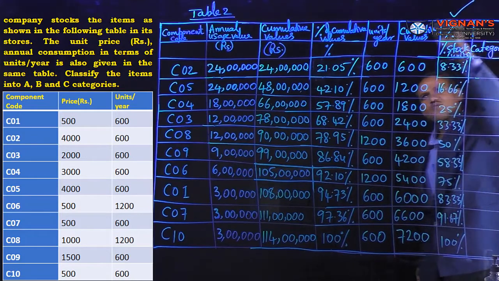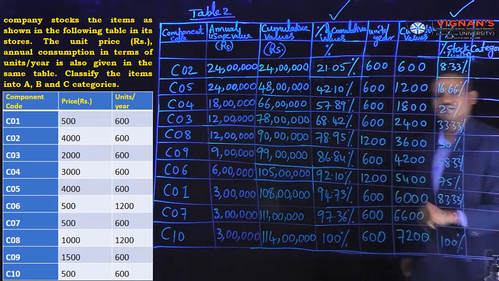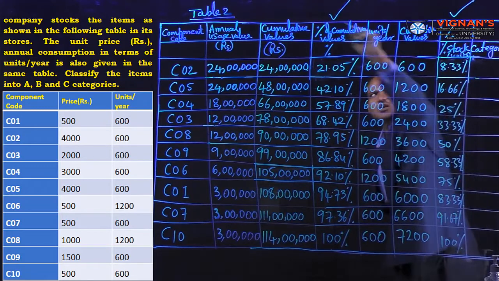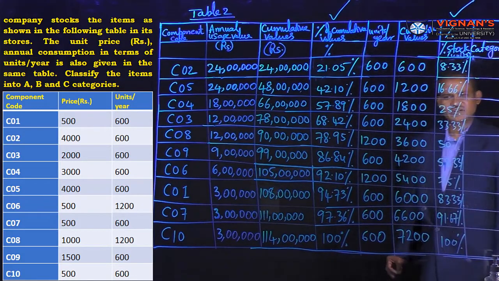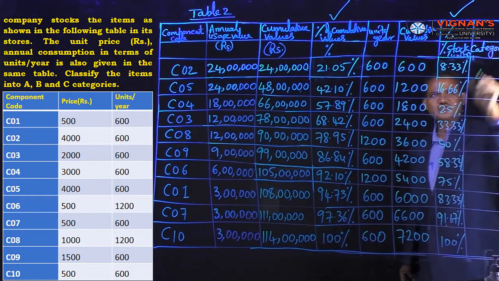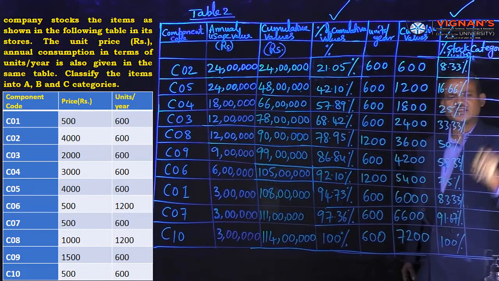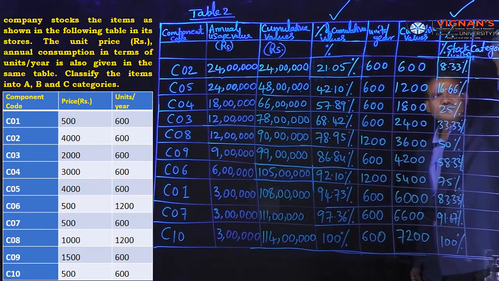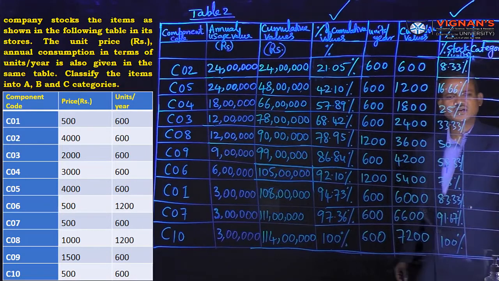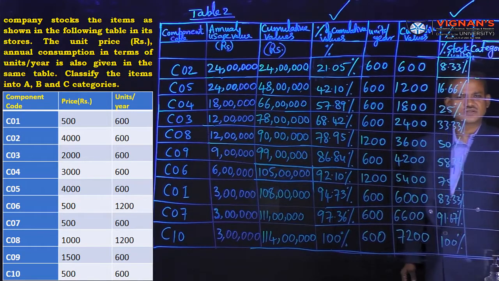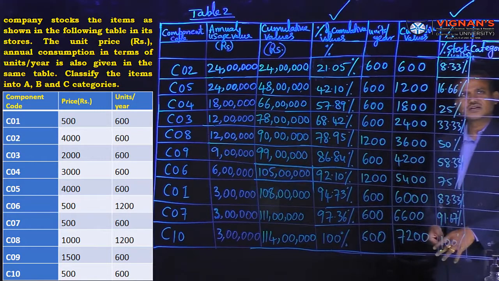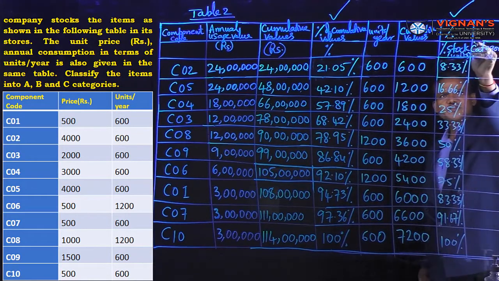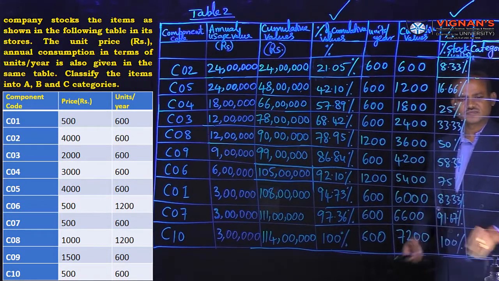So these two columns are very, very important. Based on these two columns, we can decide whether the item belongs to A class, B class or C class. So the last column is related to the category of each item. Maybe A class, B class or C class. So this last column is related to the conclusion part.